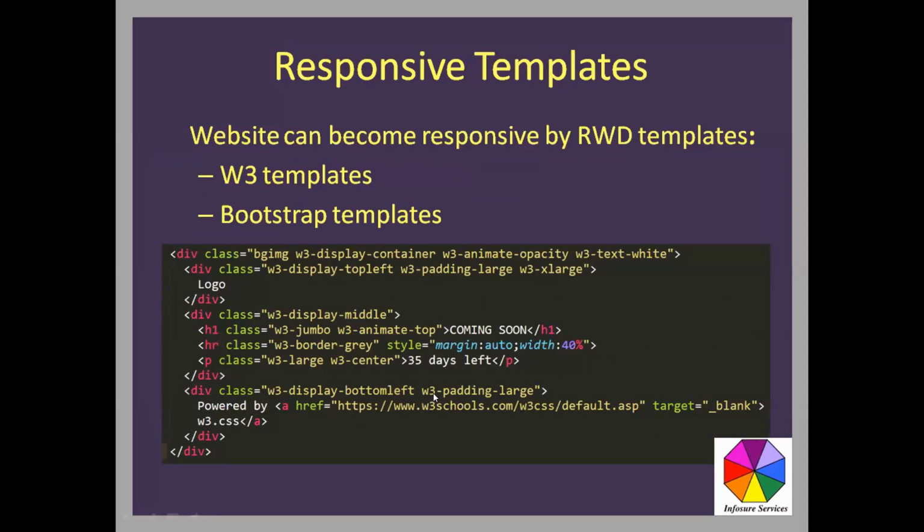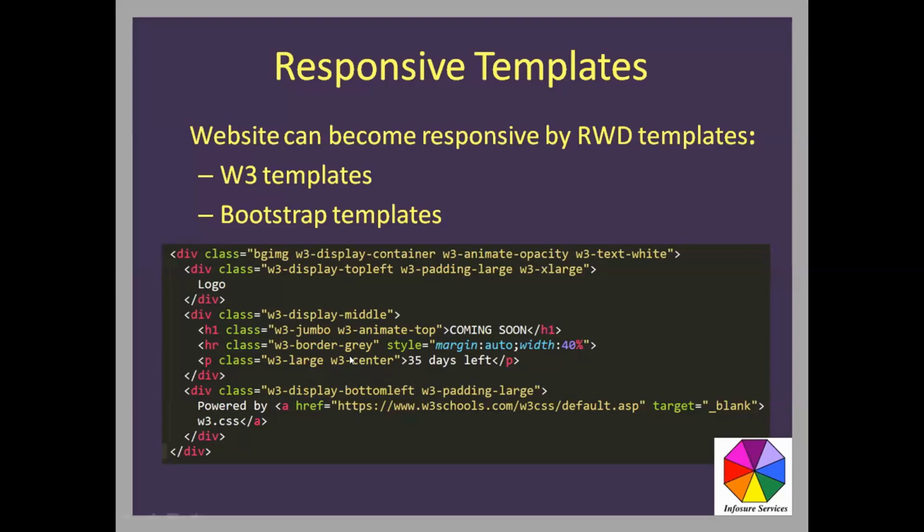And so wherever you see the W3 hyphen, this follows a W3 template. Okay, and you'll see these classes. So when you say class is W3 display top left, W3 padding large, W3 X large, it is knowing the padding on that particular text displayed on that container. Okay, and here is a display in the middle with the jumbo.